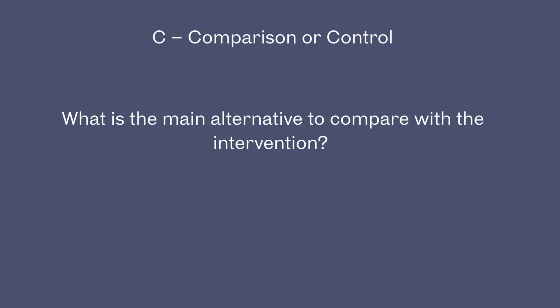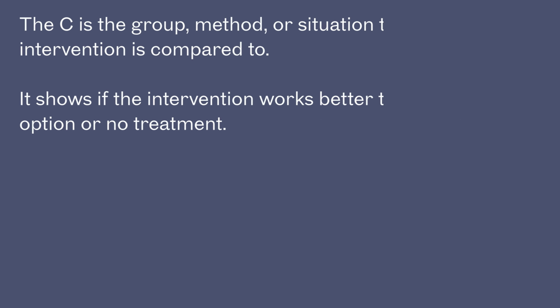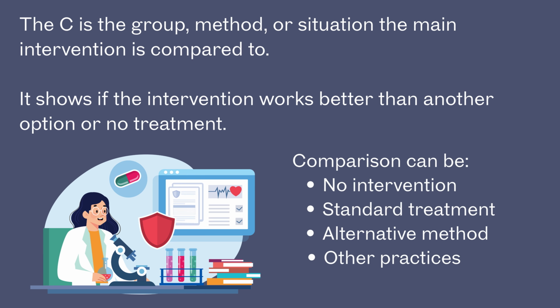C is comparison or control. What is the main alternative to compare with the intervention? The C is the group, method, or situation that the main intervention is compared against. It allows the researcher to see if the intervention works better than another option or no treatment at all. A comparison can be no intervention, standard treatment, alternative method, or other practices.